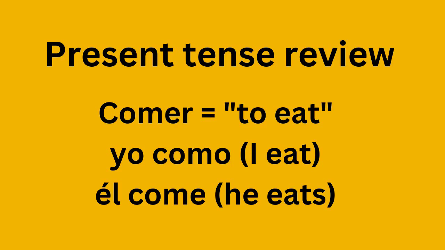For example, the verb to eat is, comer. If you're talking about I, you would say, yo como. If you're talking about he, you would say, él come.